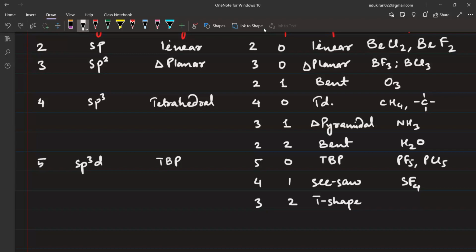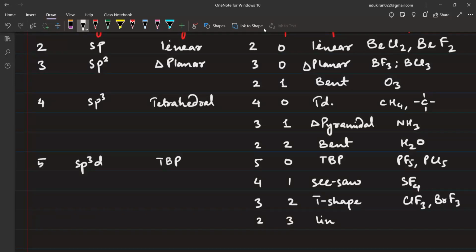Okay, T-shape. How are we going to calculate? Let us calculate the valence shell. For valence shell, we have 3 and 4. So 4 plus 3 is 7. So 7. That means you can have ClF3. You can have BrF3. Okay. You can have another case in which you are going to have 2 sigma and how many lone pairs? 3 lone pairs. And in this case, you will get linear.